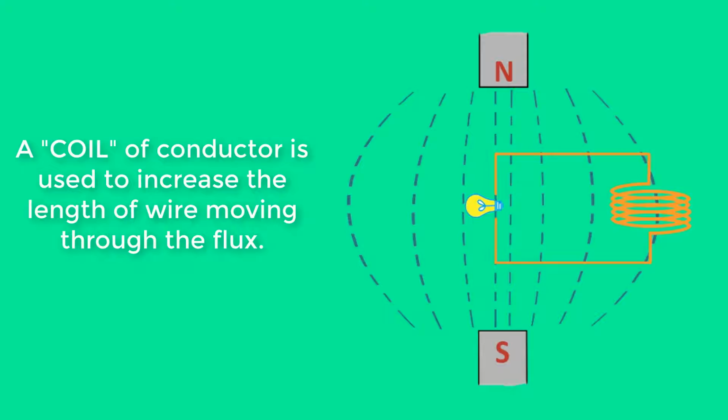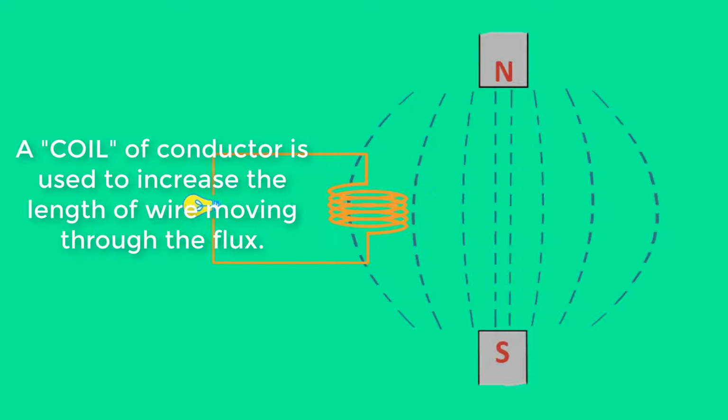One of the factors that determine how much current is produced is the length of the conductor moving through the magnetic flux. To increase the length of the conductor, a coil of the conductor is used. When a coil is moved through the magnetic flux, more current is produced.